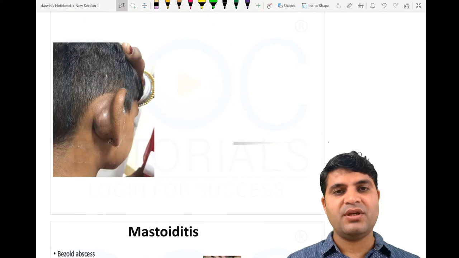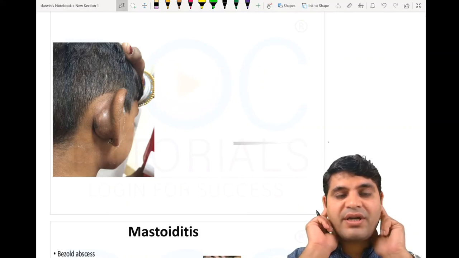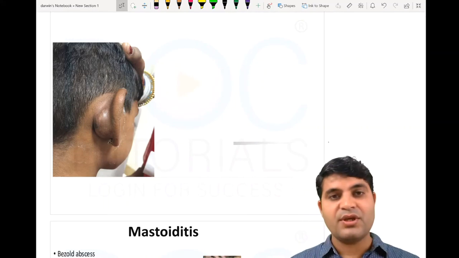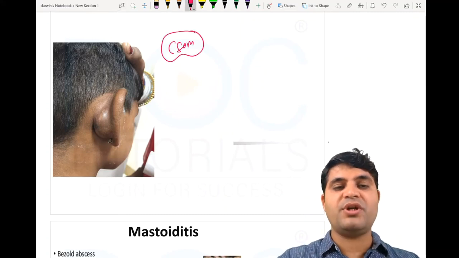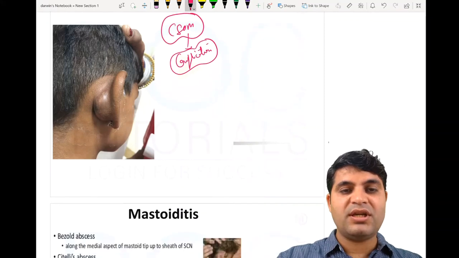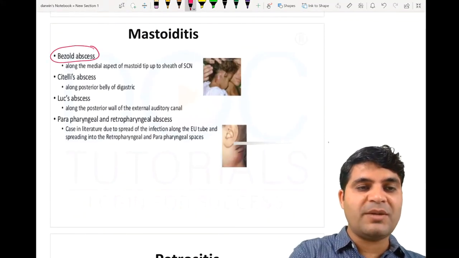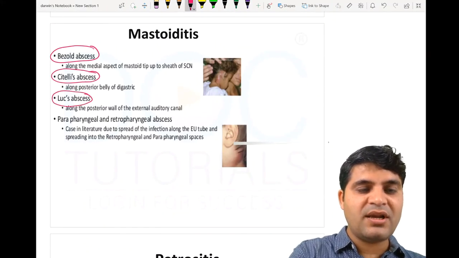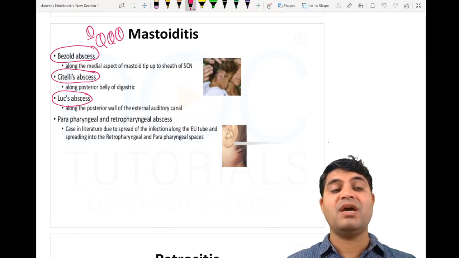Yes, important picture. What is this? Important post-auricular swelling. That means the pinna is pushed laterally and outward, retracted like this. So something is wrong. Chronic suppurative otitis media, complication. And I expect this question in your exams, that these are 3 important abscesses which can be there. I repeat, Bezold abscess, Citelli's abscess, Luc abscess. Very, very important question. Even last year this question was asked.